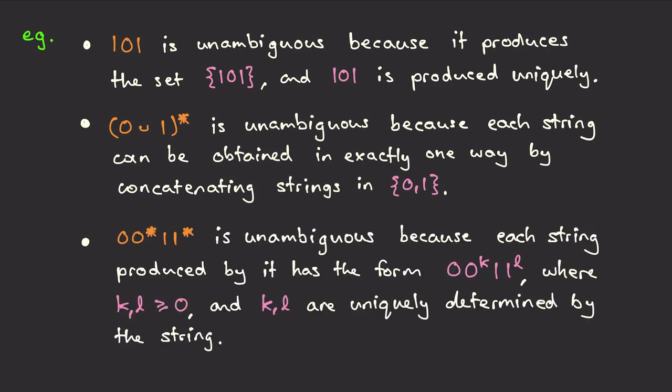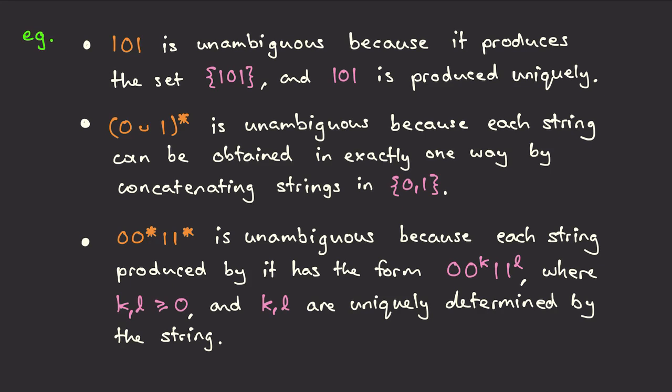This last example produces some binary strings, but still does so unambiguously. 0, 0 star produces all non-empty strings of zeros, and 1, 1 star produces all non-empty strings of ones. So 0, 0 star, 1, 1 star will produce all strings that consist of a non-empty string of zeros followed by a non-empty string of ones. The reason why this is unambiguous is because if I gave you a string that has this form, there is only one way you could have got that string from this regular expression.